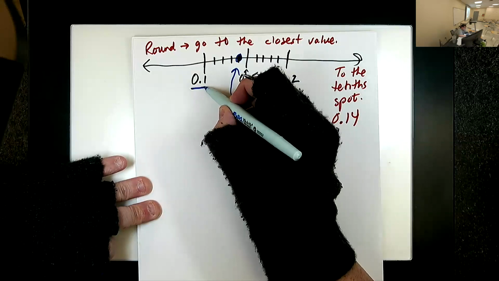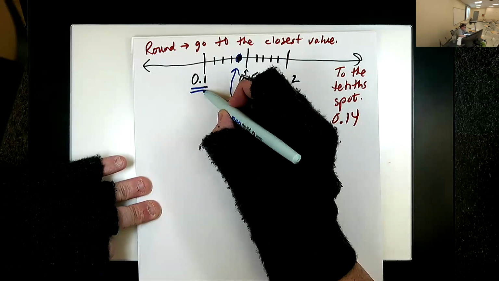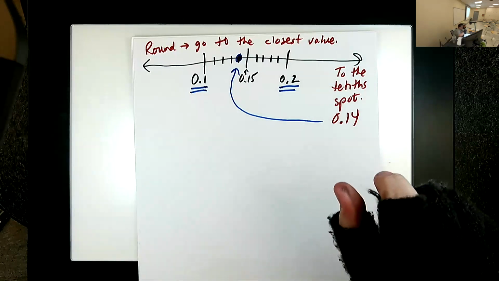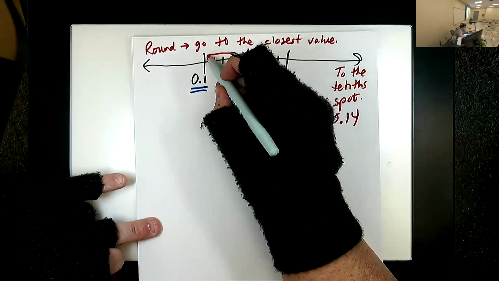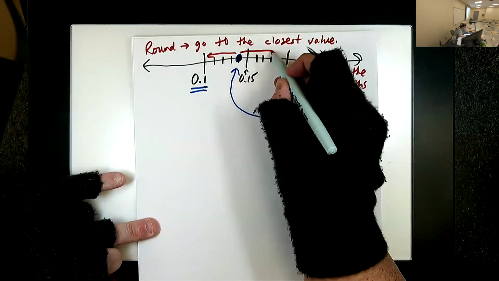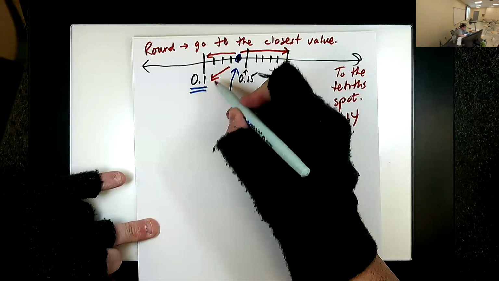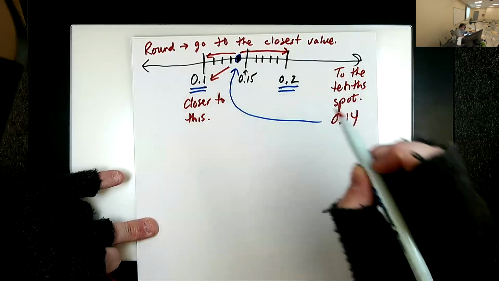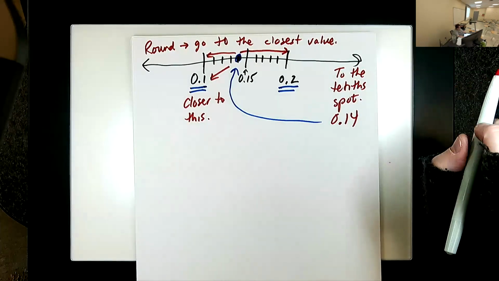The two tenths positions around it are that one and that one. And if we look at how far away they are, it's closer to this one. That's kind of what's happening.